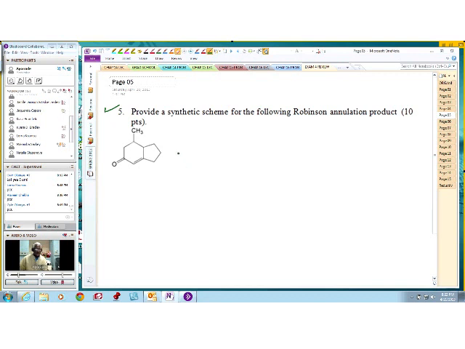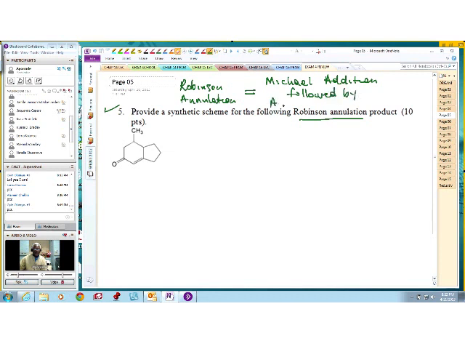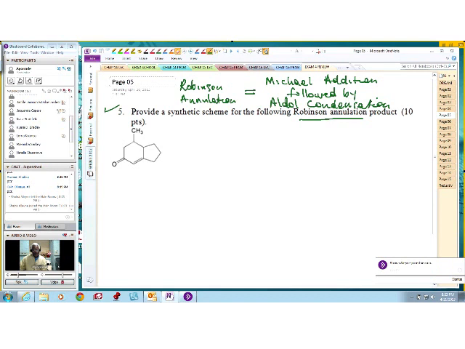Now, what they want us to do here, of course, is to provide a synthetic scheme for this Robinson annulation reaction. The first thing you need to know is that the Robinson annulation is a combination of a Michael addition reaction followed by an aldol condensation. So the Robinson annulation is a combination of Michael addition followed by aldol condensation.